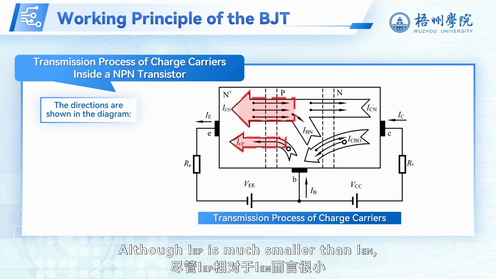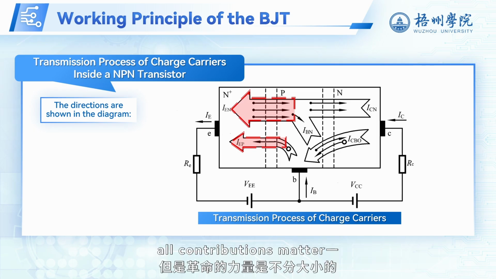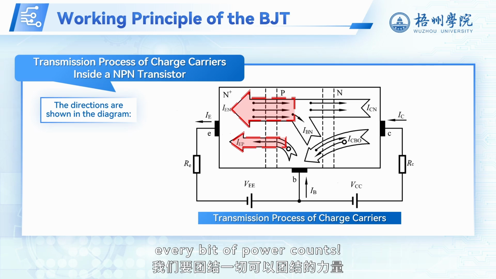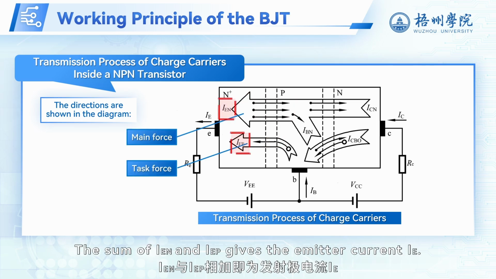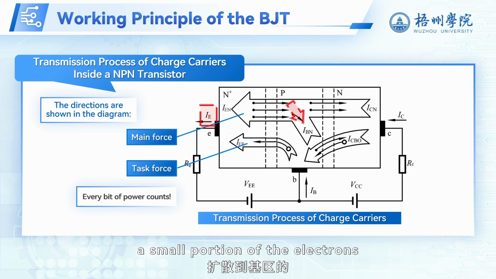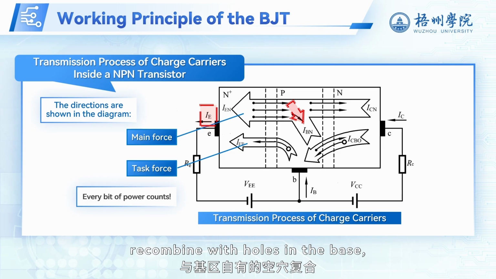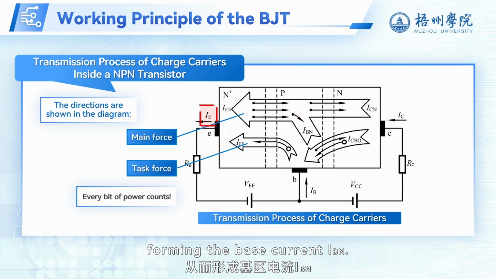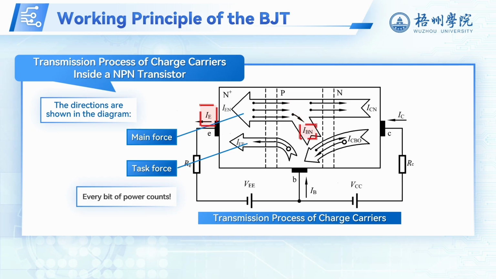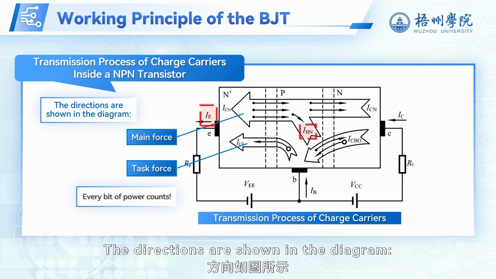Although IEP is much smaller than IEN, all contributions matter. Every bit of power counts. The sum of IEN and IEP gives the emitter current IE. Meanwhile, a small portion of the electrons diffusing into the base region recombine with holes in the base, forming the base current IBN. The directions are shown in the diagram.